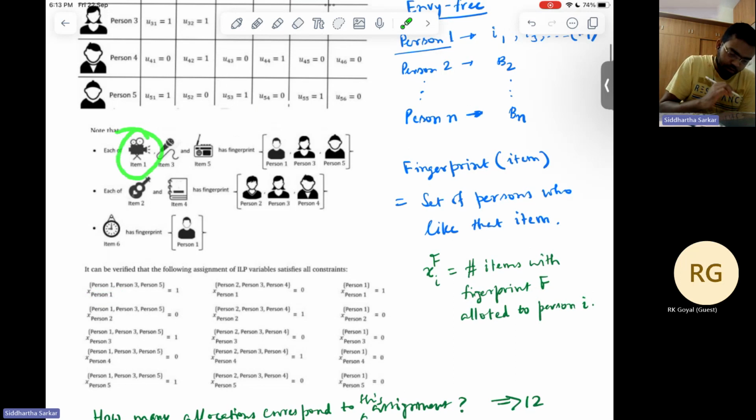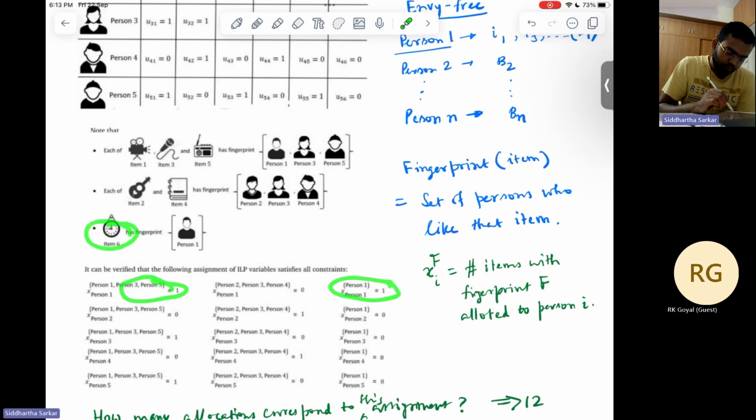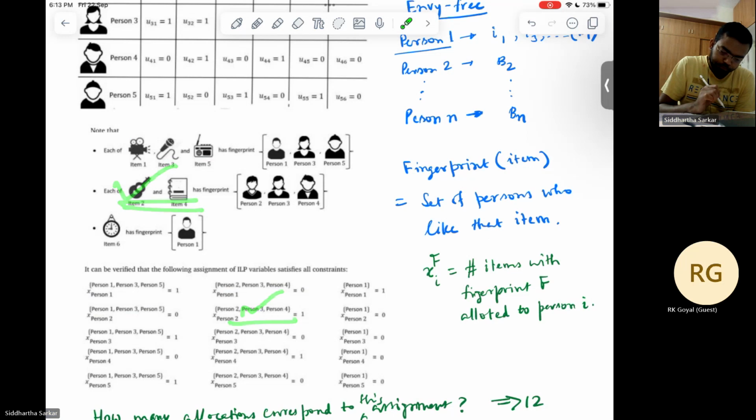So let us say the camera is given to person 1. So person 1 has got the camera and person 1 has got the clock. So far we are just arbitrarily making a choice of the camera. So the camera and the clock are given to person 1. Next we move to person 2. Person 2 gets none of these items. He gets one of these two items. Let us say the guitar is given to him, and of course person 2 doesn't like the clock, so the clock doesn't go to him. The clock has already been allotted to person 1 anyway.